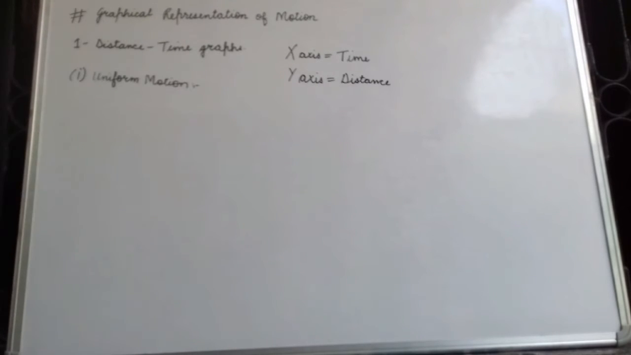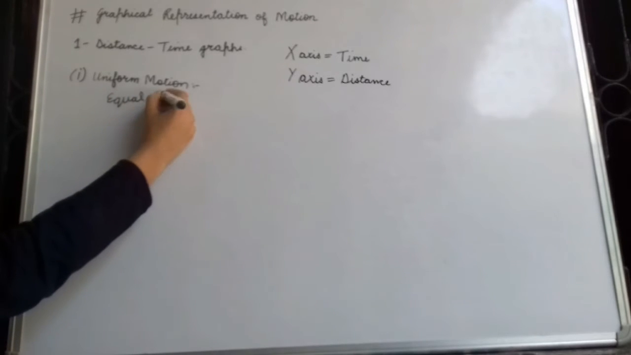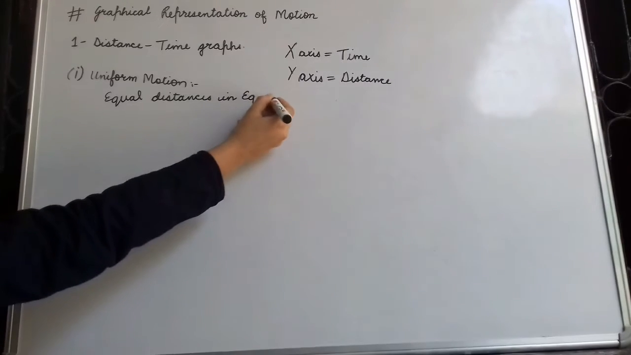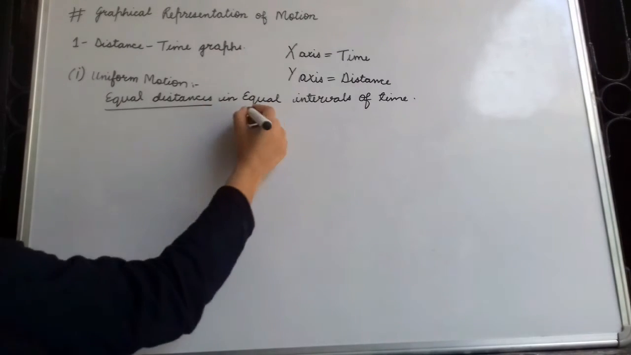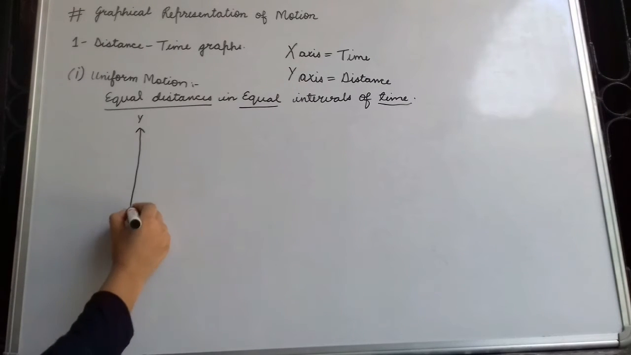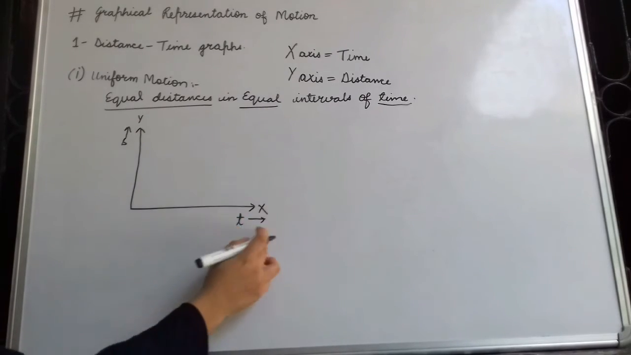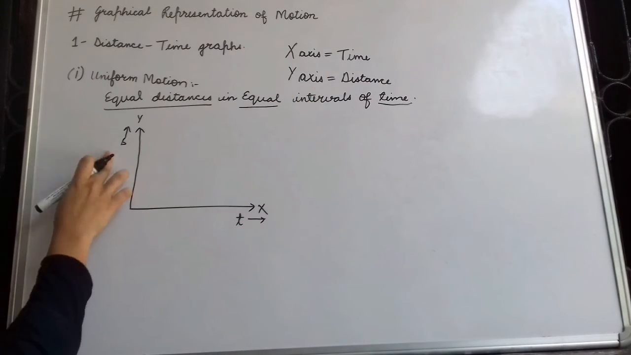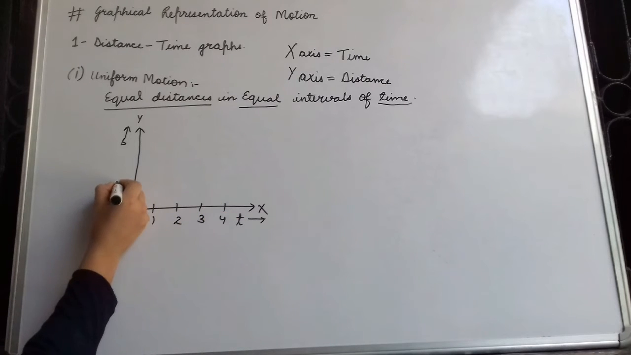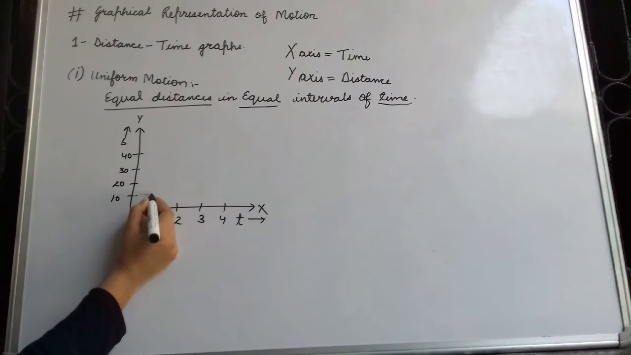So let's recall the definition of uniform motion, what it was. The body is said to be in uniform motion when it covers equal distances in equal intervals of time. Note that: equal distances and equal intervals of time. So let's take the y-axis for distance and the x-axis for time. Let's mark time intervals, which will be in seconds, and distance will be in meters.